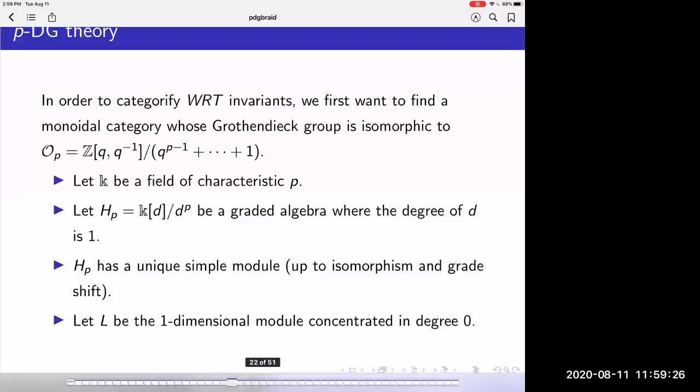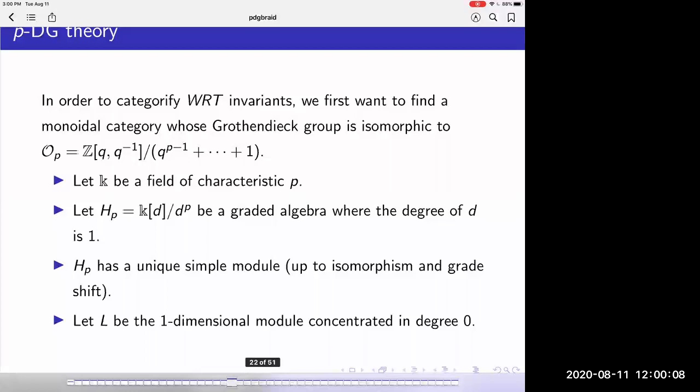And so the WRT invariants live in these cyclotomic rings, O_p. And in general, in the classical case, you don't have to specialize p to a prime, but for reasons from the categorification perspective, we want to specialize the cyclotomic ring to a prime p. So O_p is Z adjoin q inverse mod this p-th cyclotomic polynomial. For prime p, the cyclotomic polynomial has this very nice form. Okay, and so we want to categorify this cyclotomic ring, and this goes back to Khovanov's topological paper.